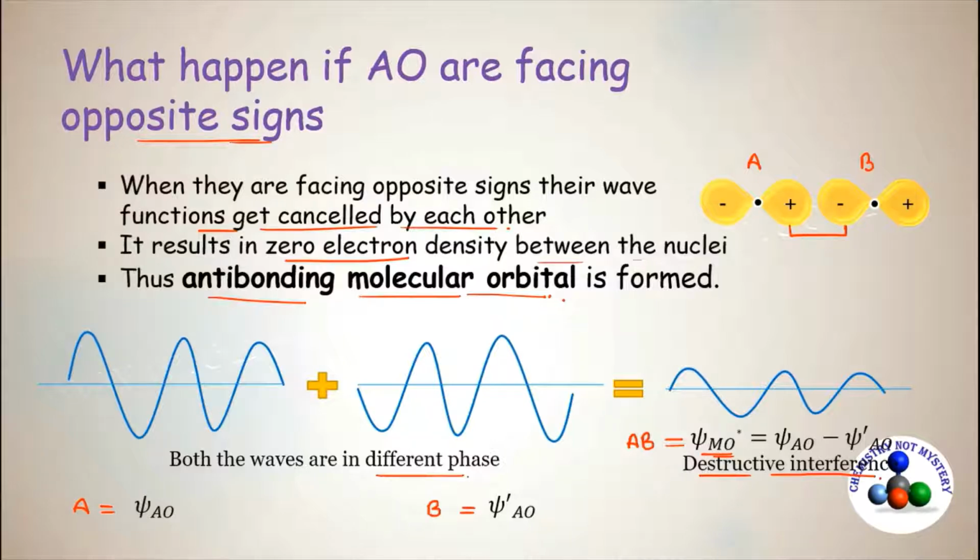So far we have discussed how bonding and anti-bonding molecular orbitals are formed by the combination of two atomic orbitals. That's why when two atoms A and B combine together, they result in the formation of two molecular orbitals. One is bonding and the other one is anti-bonding. That's how two molecular orbitals are formed by the combination of two atomic orbitals.